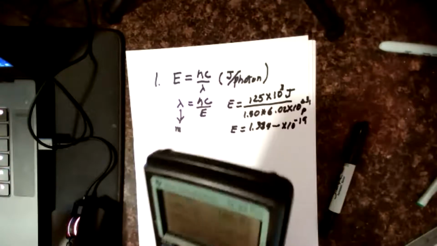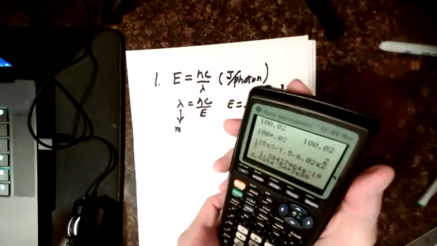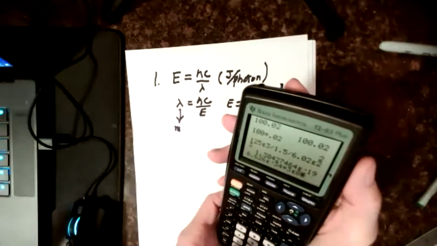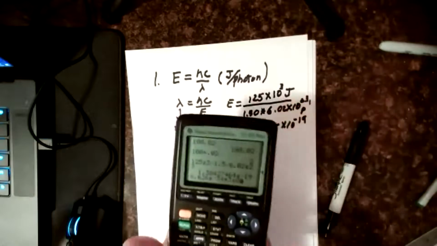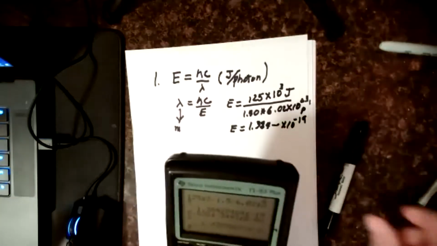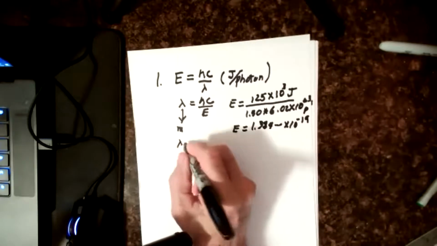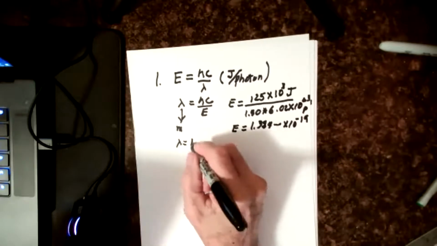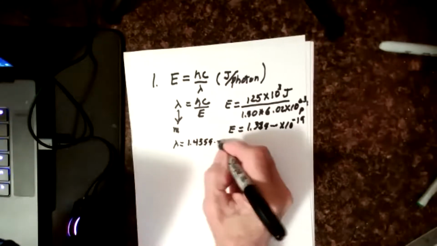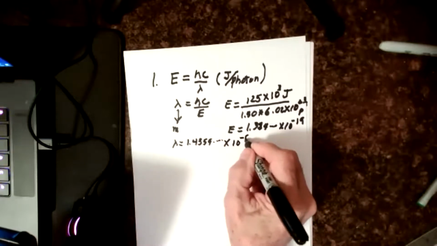3.00 times 10 to the 8th. And now I'm double checking my number. I do have 6.626 times 10 to the negative 34 times 3 times 10 to the 8th. Now I want to divide by my answer. And what I come out with is my wavelength I've calculated to be 1.4359 and a whole bunch of other digits times 10 to the minus 6.